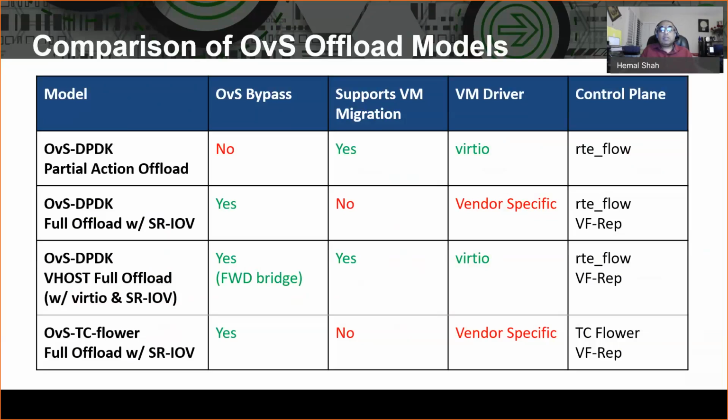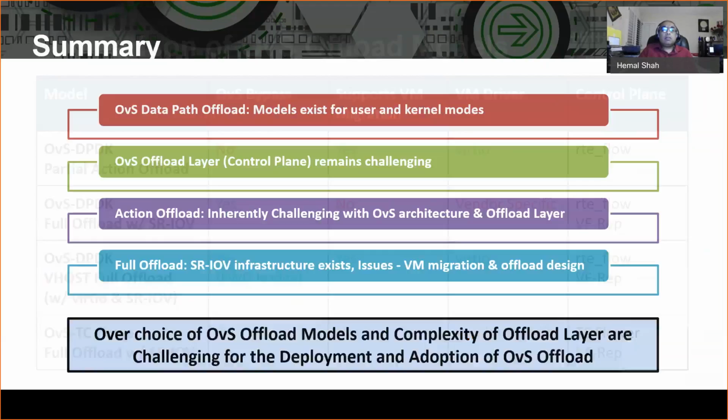With OvS DPDK, we have this vhost full offload model, which preserves the Virtio model in the VM driver, but it has the overhead of a forwarding layer in the user mode, but it does bypass OVS. So as you can see, the complexity of different OVS offload models and offload layer design gives you many choices, each one with its pros and cons. So the current state where we are, from where we started with no offload, we have come a long way. We have many different models for OVS data path offload, both for user mode and kernel mode.